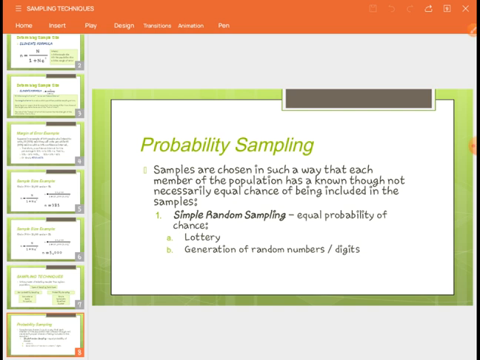So, halimbawa, sa probability sampling, first is the simple random. Kaya nga sinabing random kasi hindi siya sunod-sunod, diba? Randomize kung ano yung makuha. Okay? That is equal probability of chance. Parang sa loto, di ba? Simple random yung ginagamit. Or lottery. Generation of random numbers or digits.